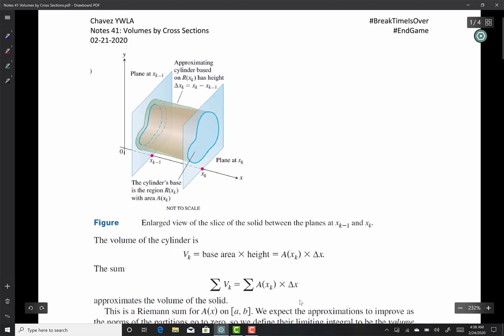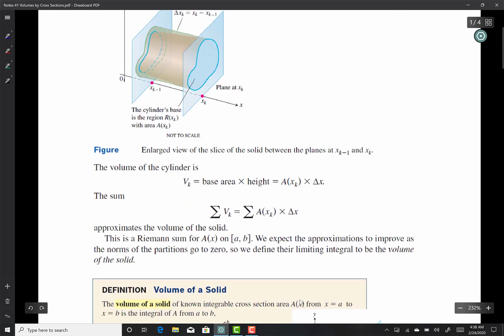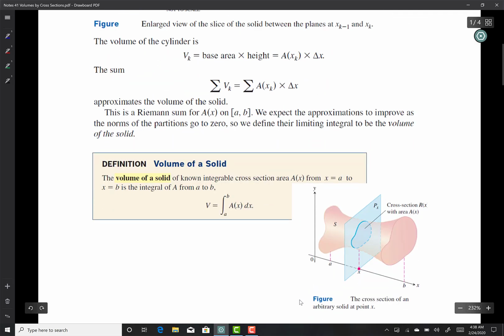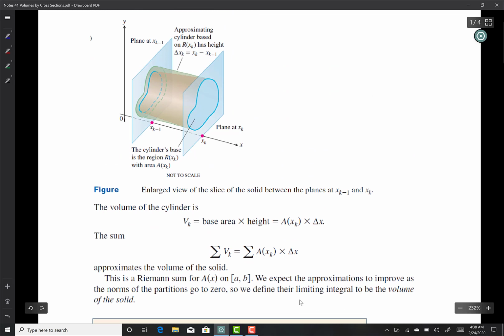We're doing volumes by cross section. The main thing you've got to know here, guys, is in order, so make sure to read all this, please, because it's all pretty important. What they're trying to conclude here is how do you find volume? So I'm going to write a right circular cylinder here, guys.